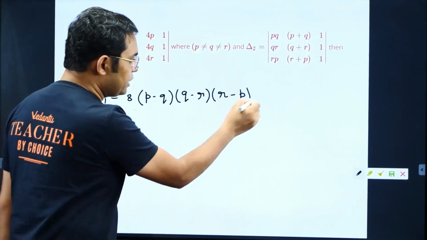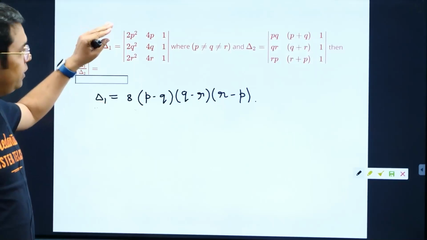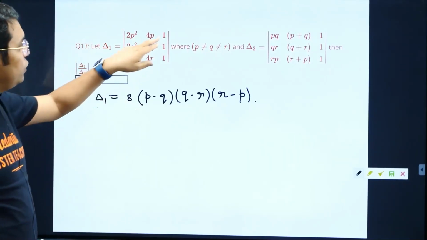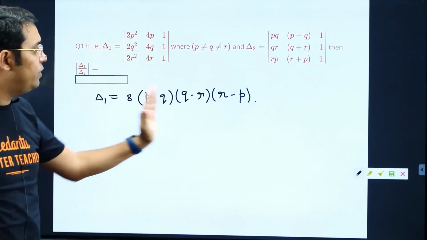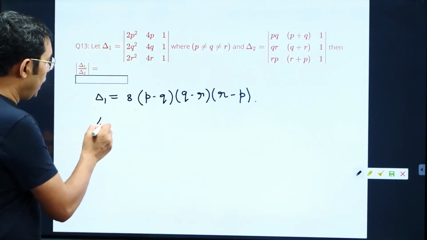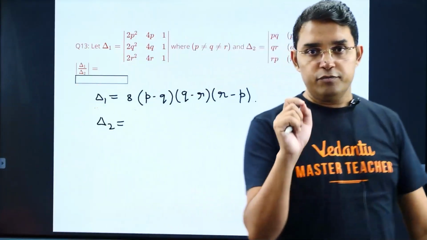That is something that we expect that you remember, or if you don't, then you can open it by subtracting row 1 from 2 and 3, so that you will get 2 zeros, and then you can open it and you will get the same thing. So delta 1 will be this thing. Now coming to delta 2. Now how to find delta 2? Okay, now there can be one method of factor theorem.